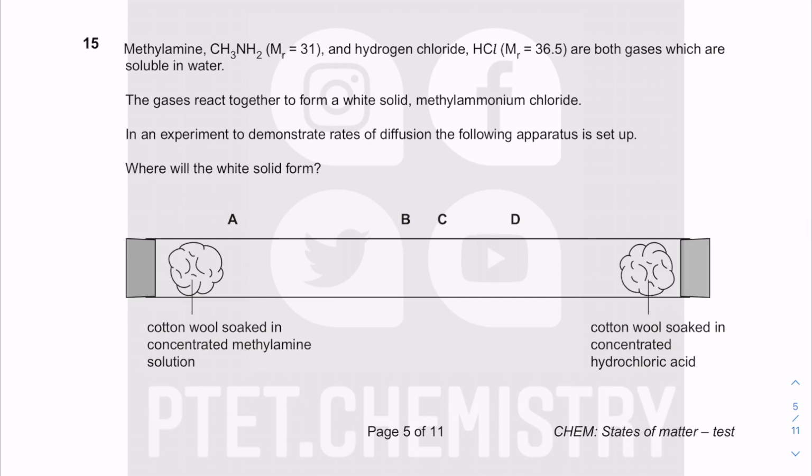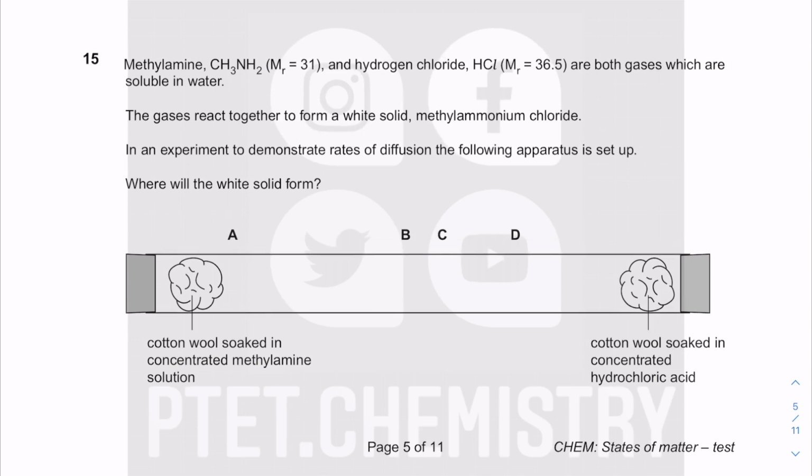Question 15 is this kind of classic question involving diffusion. Typically they ask you ammonia, but here they give you methylamine. Not that it matters because they give you the formula, they even generously give you the relative molecular mass. So again, very similar in mass, but this one is heavier. So this one will diffuse faster.